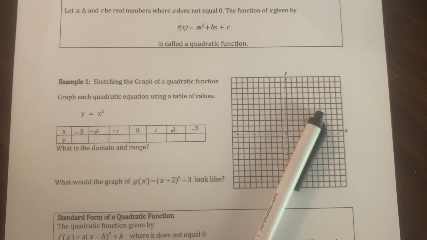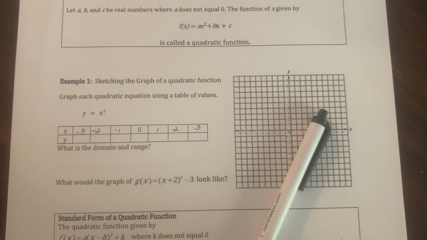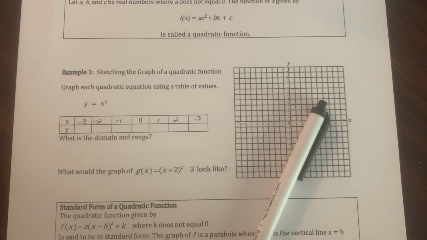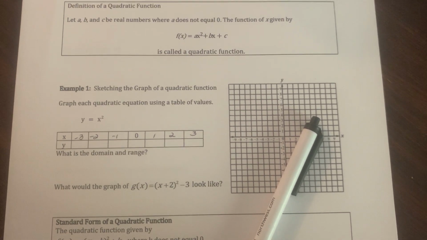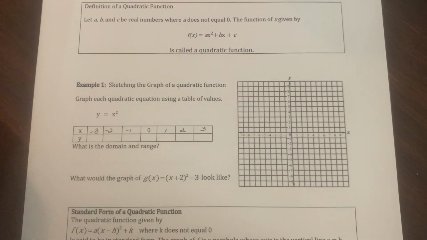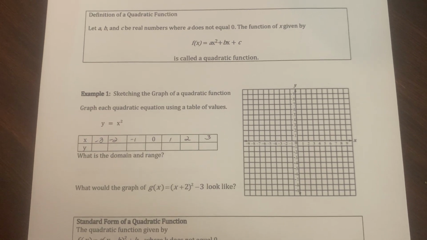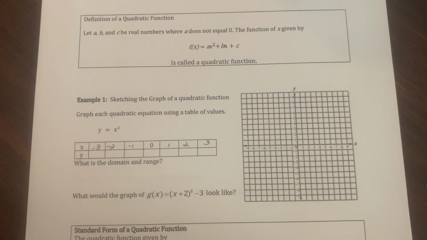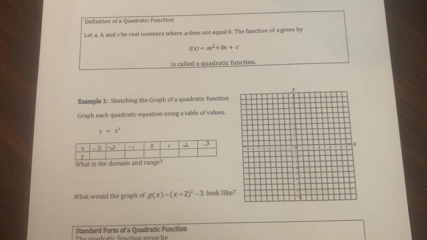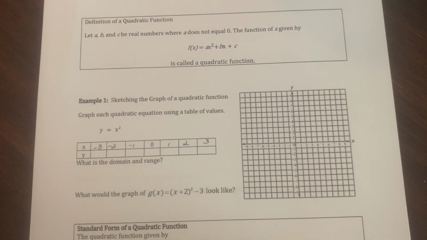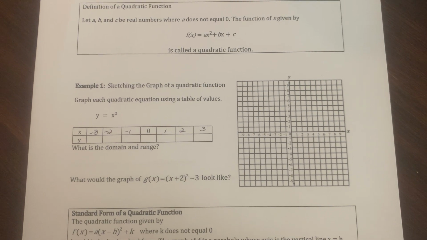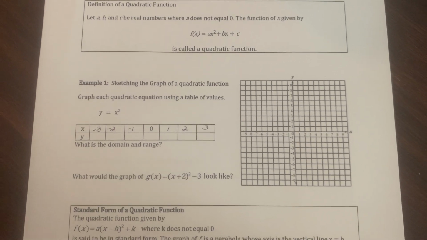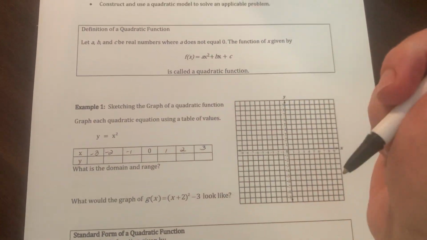It says example 1, sketching the graph of a quadratic function. Graph each quadratic function using the table of values. What is the domain and range? Whenever we don't know how to sketch any kind of function in mathematics, I always suggest using a table of values with some positives, some negatives, and 0. So you could have used 1, 2, 3 or 2, 4, 6. And as you get better with graphing, you know what numbers to use.